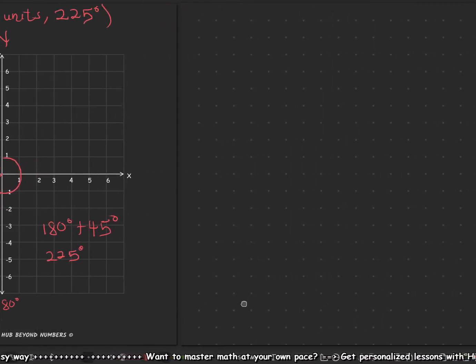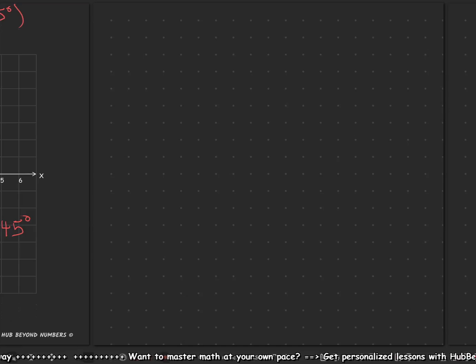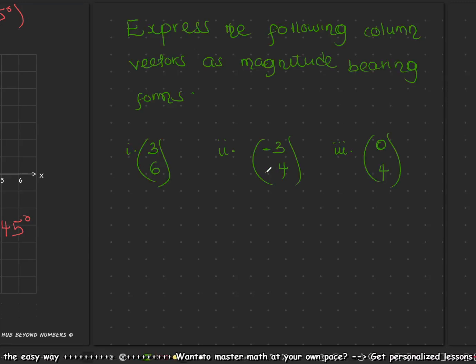So I'll be writing out some exercise which you can try your hands on. If there is something you do not understand, you can just go back to the video and then play it slowly, and I do hope that you would get the concept. So this here is a trial question. It says you should express the following column vectors as magnitude bearing forms: 3, 6, -3, 4, and then you have 0, 4. Try your hands on this and then let me know your feedback.